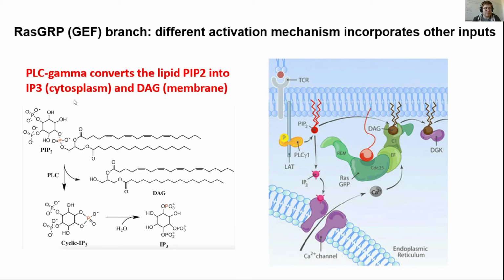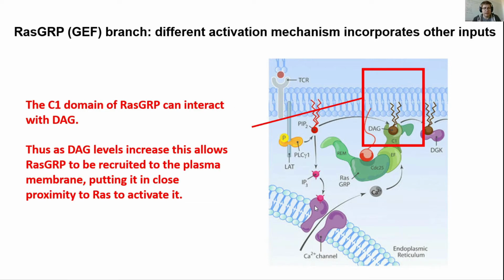And one of those, IP3, is a cytoplasmically distributed second messenger, and the DAG is a membrane-associated second messenger. And the interesting thing is that the C1 domain of the RAS-GRP GEF interacts with the DAG in the membrane, and thus, as your DAG levels increase inside the cell, this allows RAS-GRP to be recruited to the plasma membrane, putting it in close proximity to RAS to activate it.